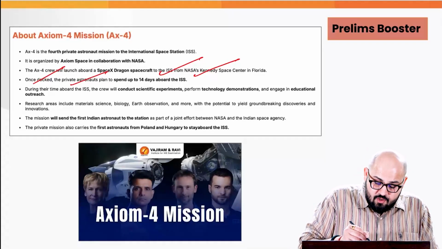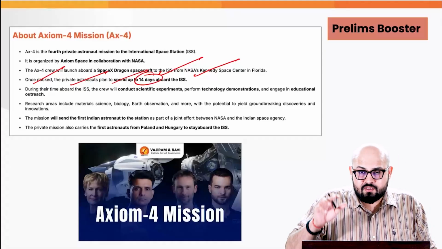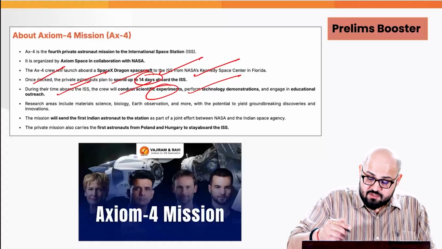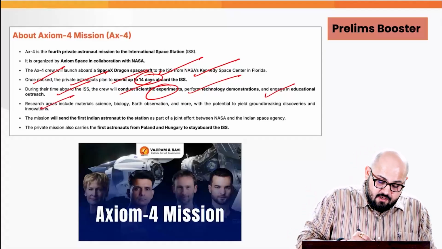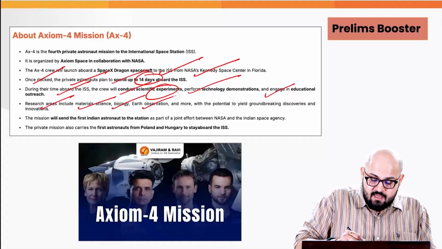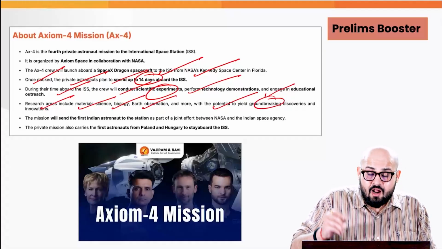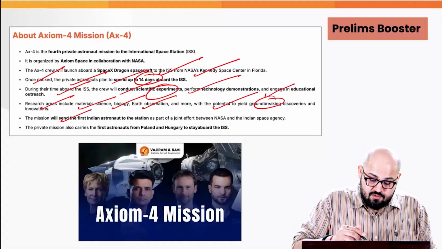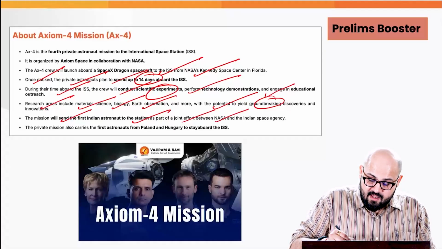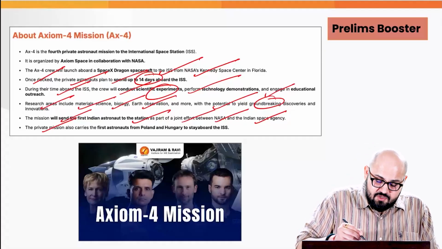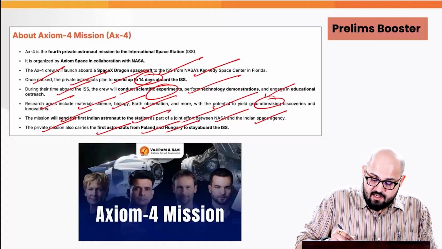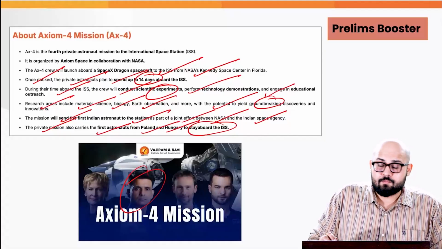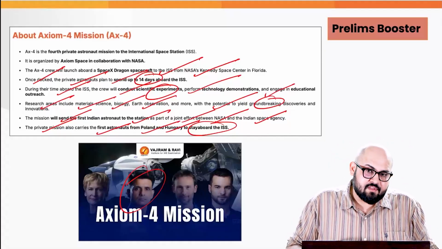Once docked, the private astronauts plan to spend almost 14 days on board the ISS. During the time aboard, the crew will conduct scientific experiments, perform technology demonstrations, and engage in educational outreach. Research areas include material science, biology, Earth observation, and more, with the potential to yield groundbreaking discoveries and innovations. The mission will send the first Indian astronaut to the station as part of the joint effort between NASA and the Indian Space Agency. The private mission also carries the first astronauts from Poland and Hungary to stay aboard the International Space Station. So we have Group Captain Shubhanshu Shukla, who is going to be a member of this particular mission.